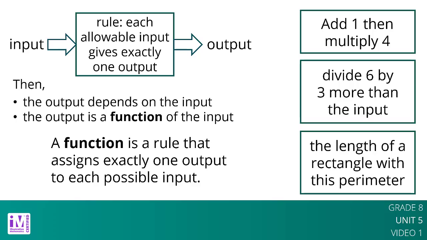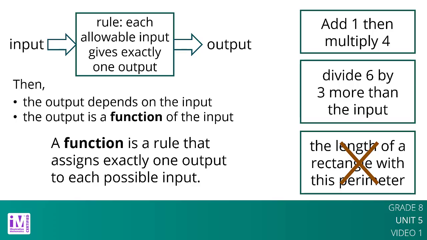For a rule like the length of a rectangle with this perimeter, the input does not determine the output because knowing the perimeter of a rectangle does not determine its length. A rectangle with perimeter 16 inches may have a length of 1 inch and a width of 7 inches, or a length of 2 inches and a width of 6 inches. This rule is not a function.